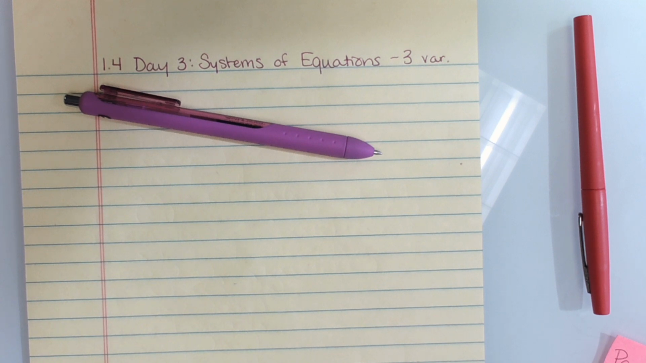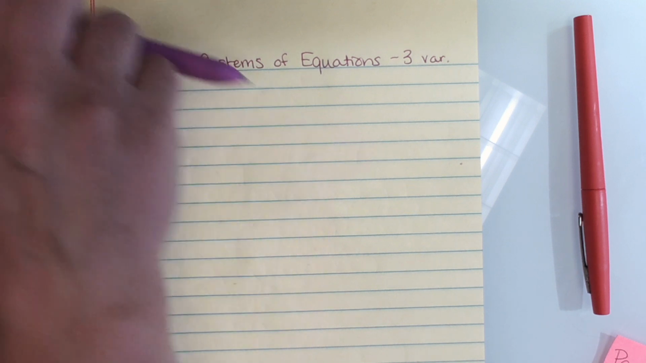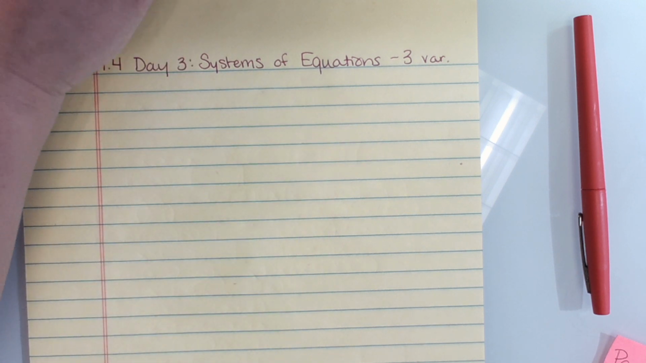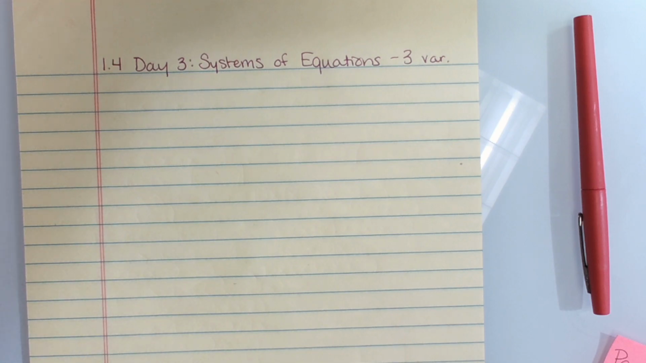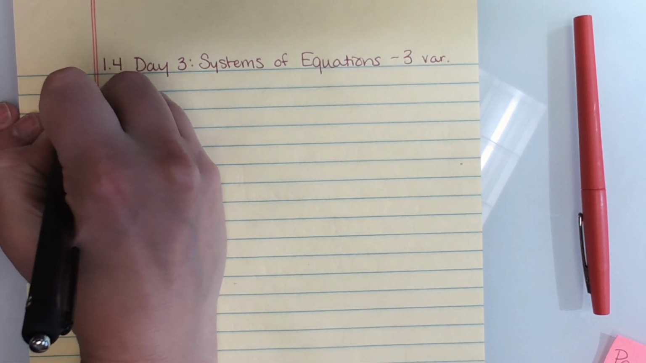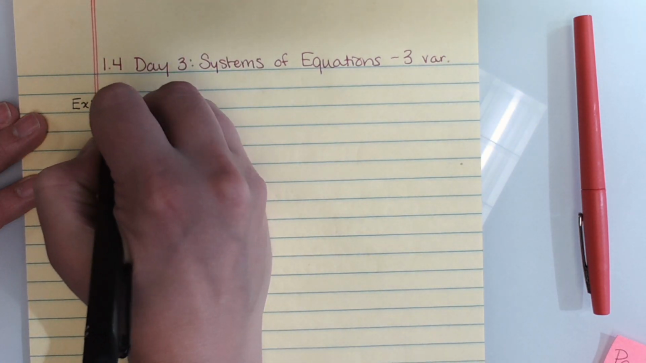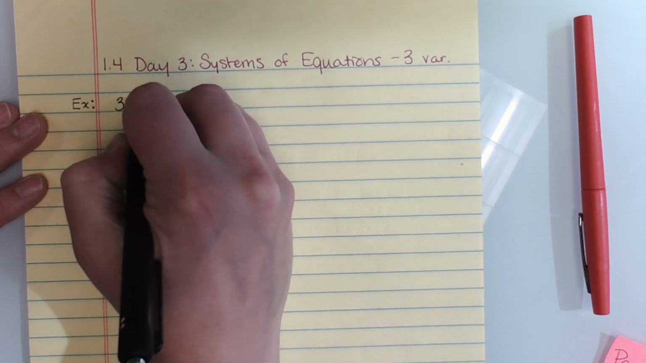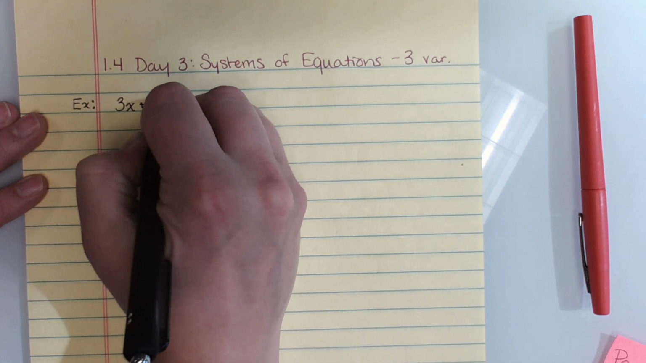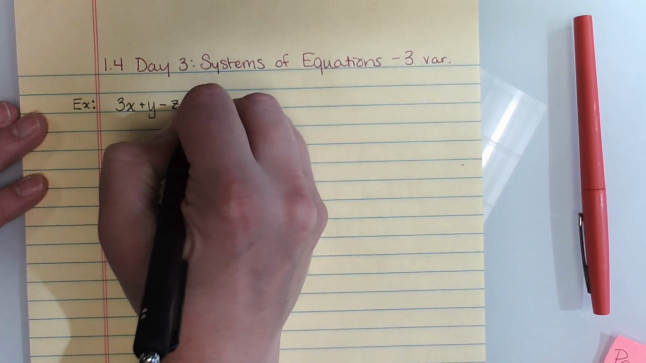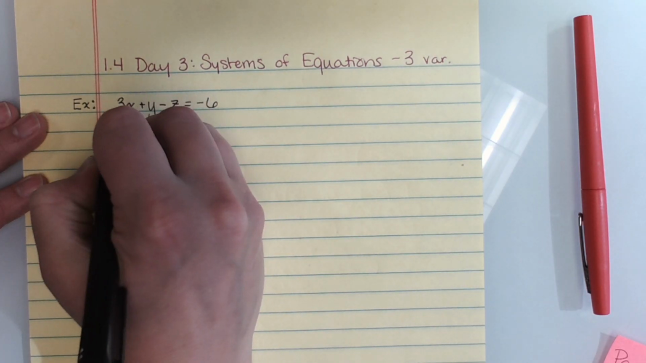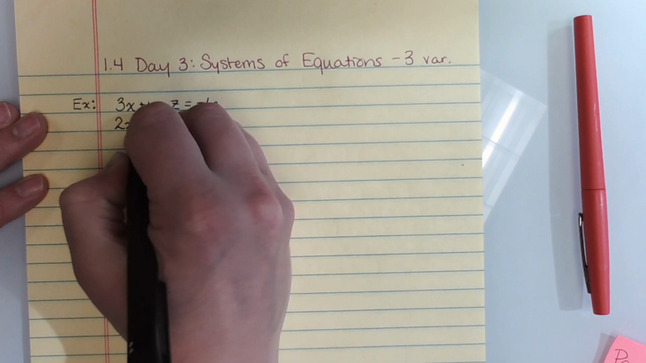Solving a three-variable system of equations in many ways is very, very similar to solving a two-variable. It is a longer process because there's more going on. But for the most part, it's a lot of the same things.